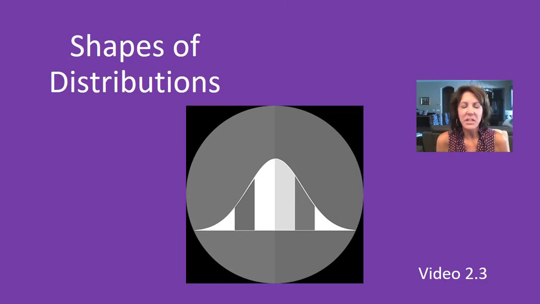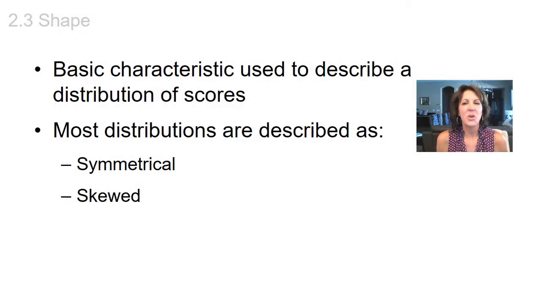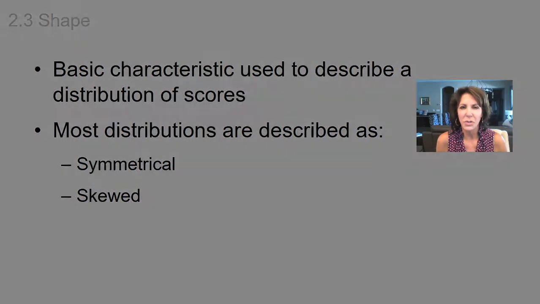Hello again. In this video, we're going to be talking about shapes of distributions. So we have two basic types that we're going to be talking about, symmetrical and skewed. So the shape of a distribution is a basic characteristic that's used to describe a distribution of scores. As I said, most of them are either described as symmetrical or skewed.